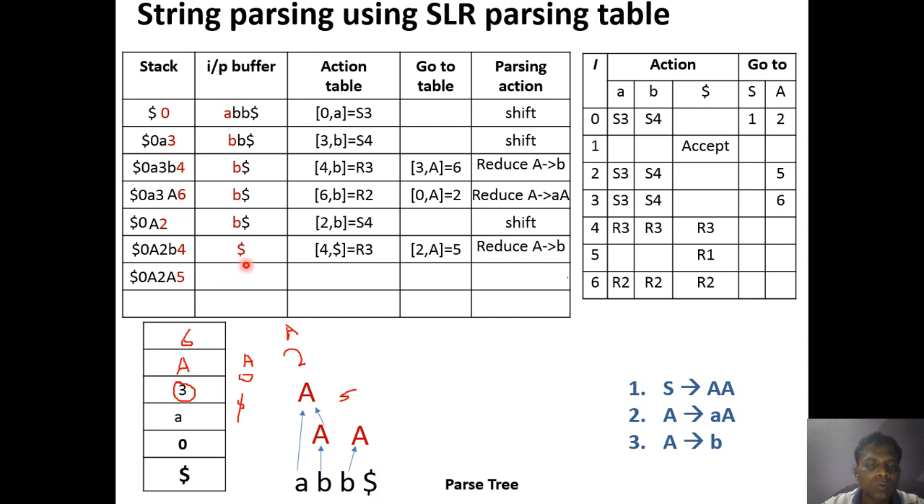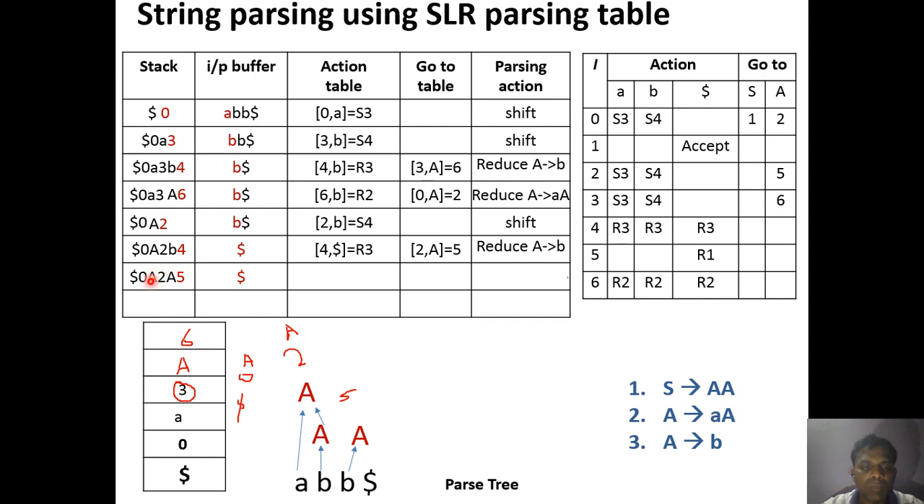What is my input buffer? The input buffer is dollar as it is, because I'm performing the reduce operation. Now on top of the stack is 5, and I'm applying the dollar. What is the operation? Reduce operation. Which production am I going to reduce? I'm going to reduce production number 1. What is production number 1? S derives AA. How many symbols are present? Two symbols are present, so you should pop four symbols from the top of the stack. So I pop the 5, A, 2, A.